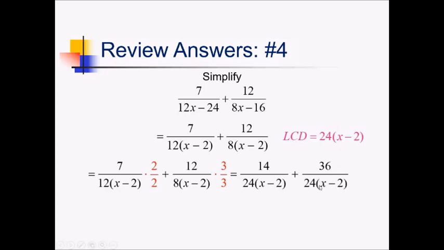Since I now have the same denominator, let's keep that denominator and just add the numerators. 14 plus 36, that's going to be 50. And once you've added these, double check to see if you can reduce. 50 and 24 can be reduced. Those are both divisible by at least 2, I think. So that would give me 25 up here and 24 divided by 2 is 12 downstairs. So when the dust settles, then we have 25 in the numerator and 12 times x minus 2 in the denominator.